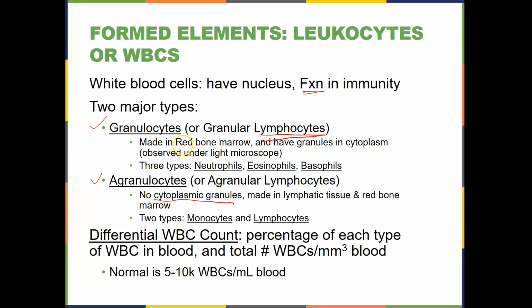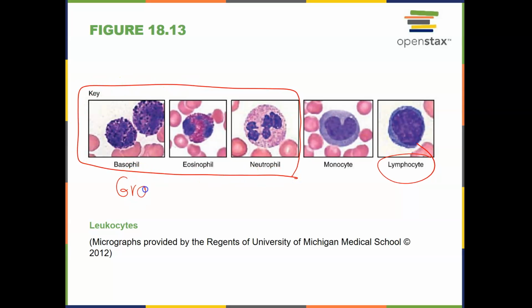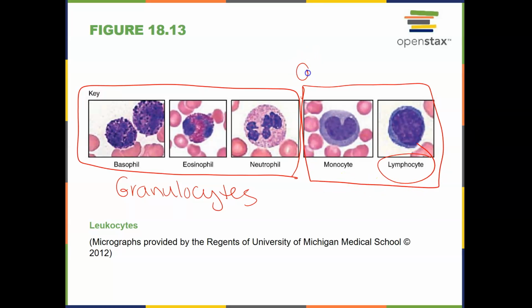So the granulocytes, made in red bone marrow, have grains or granules in the cytoplasm when you stain them and look at the microscope. And these consist of the neutrophils, eosinophils, and basophils. Neutrophil, eosinophil, and basophil. These are your granulocytes. Which means these are your agranulocytes. And you just put an A in front of it, right?